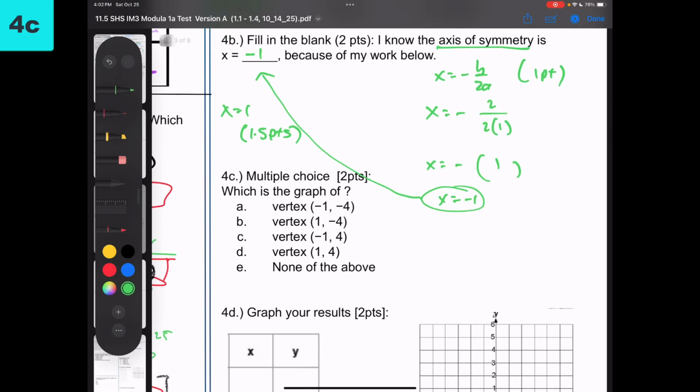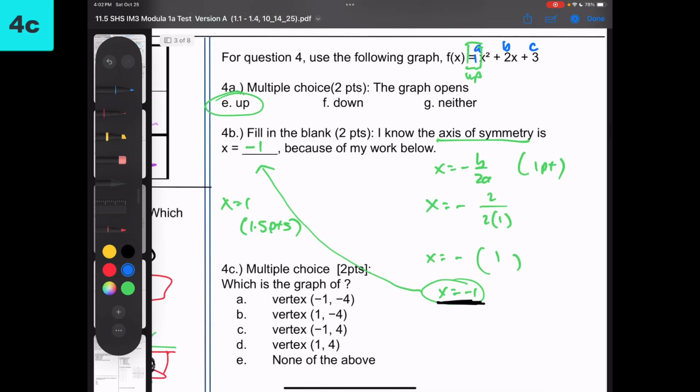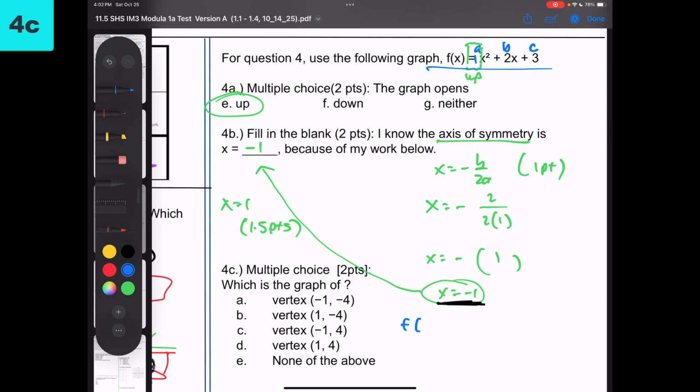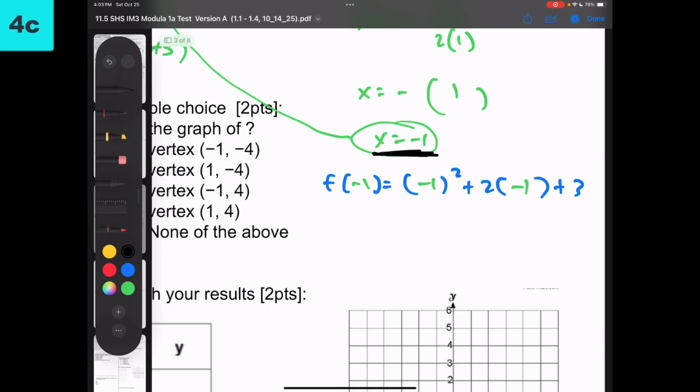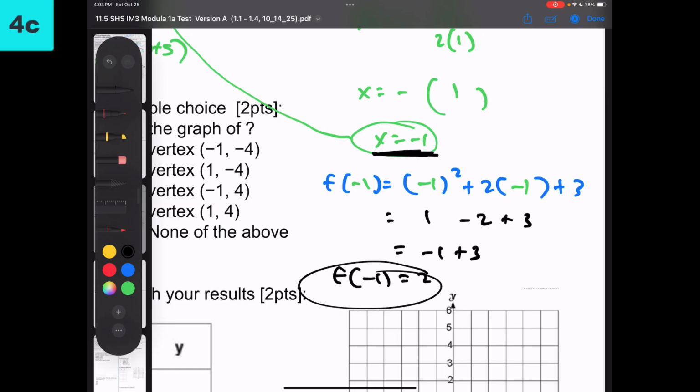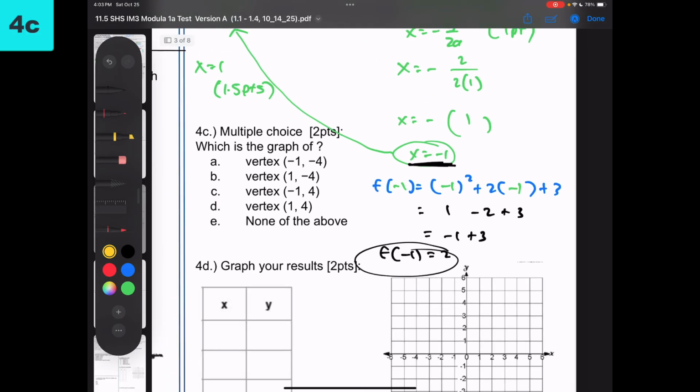Number 4, now we know that x is equal to negative 1. You're just going to put that back into the equation here. So let's copy that. F of x equals x squared plus 2 times x plus 3. Put in negative 1. And then we would have gotten 1 minus 2 plus 3. Negative 1 plus 3, that gives me 2. So negative, can I not count? I can count, that's negative 2, so that would have been choice E, none of the above.